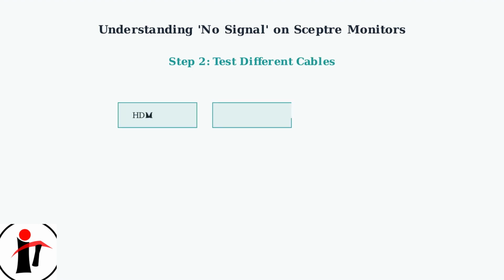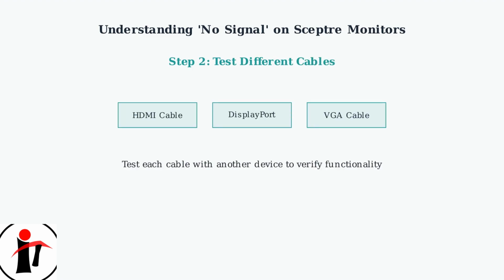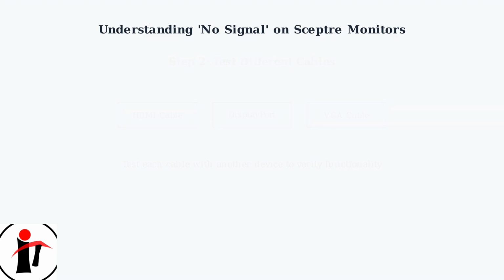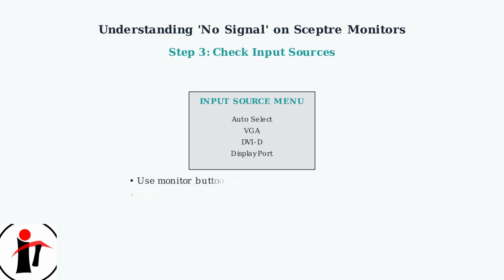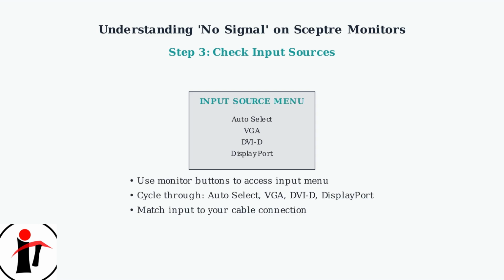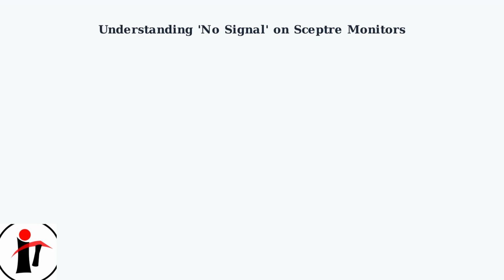Try different cables like HDMI, DisplayPort, or VGA to rule out cable defects. Test these cables with other devices if possible to confirm they work properly. Next, use the monitor's physical buttons to cycle through the input sources. Make sure the monitor input matches the port you're using on your device.